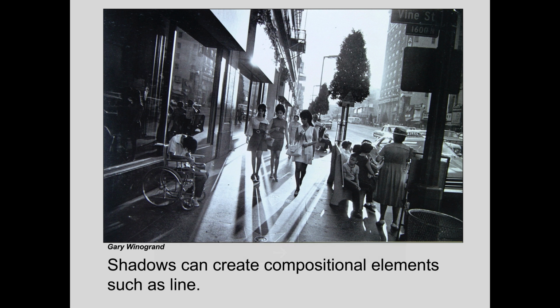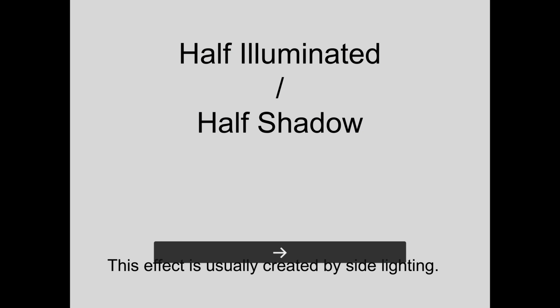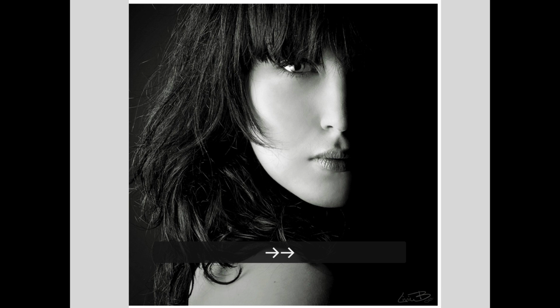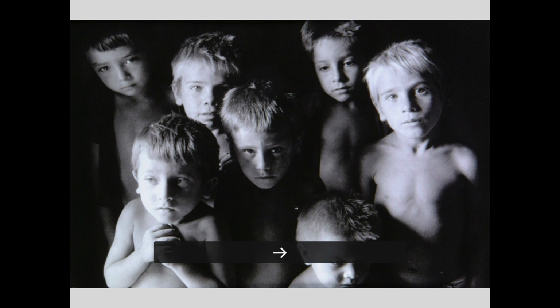So shadows can create compositional elements. We talked about line and diagonal lines from shadows, converging lines, leading lines. So here are some situations we're going to deal with in our assignment. So half lit, half dark. This is an extreme situation, but if you have side lighting, the nose, the forehead, and the chin create a natural ridge that can block the light to the other side.